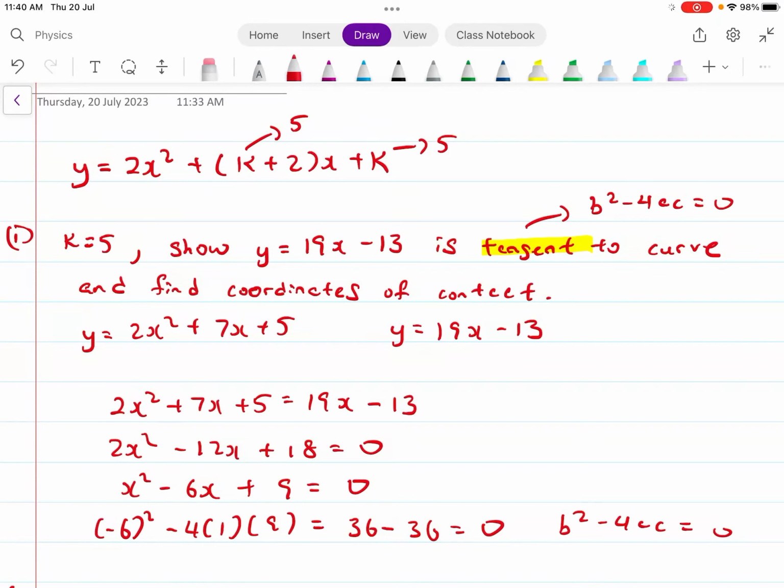Alright, so let's go through this question. We have this curve with this equation. They say in the case of k equal to 5, show that the line is tangent to the curve and find the coordinates of the point of contact, right?